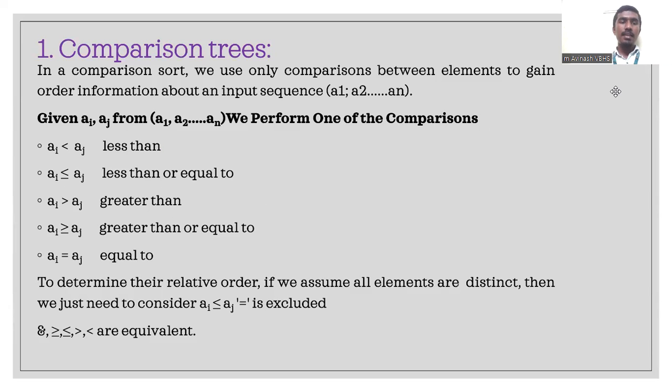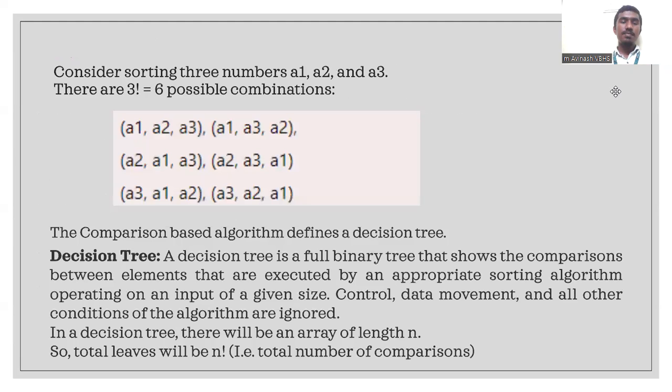Given Ai, Aj from A1, A2, A3 till AN, we perform one of the comparisons: Ai is less than Aj, Ai is less than or equal to Aj, Ai is greater than Aj, Ai is greater than or equal to Aj, or Ai equal to Aj, to determine their relative order. If we assume all the elements are distinct, then we just need to consider Ai less than or equal to Aj. Equality is excluded, and less than or equal, greater than or equal, less than, and greater than are equivalent.